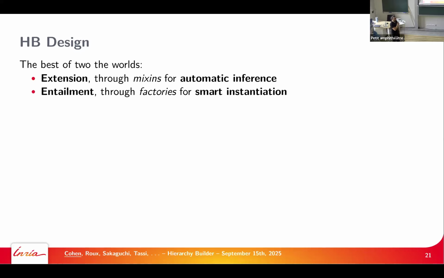So in hierarchy builder, we actually have a design where we use two different ingredients according to what you want to do. So extension is done through mixins, and entailment is done through factories. So mixins are the things you mix in, you add stuff to your previous structures, and factories are pieces of data you build your structures from. So this accounts for the two use cases.